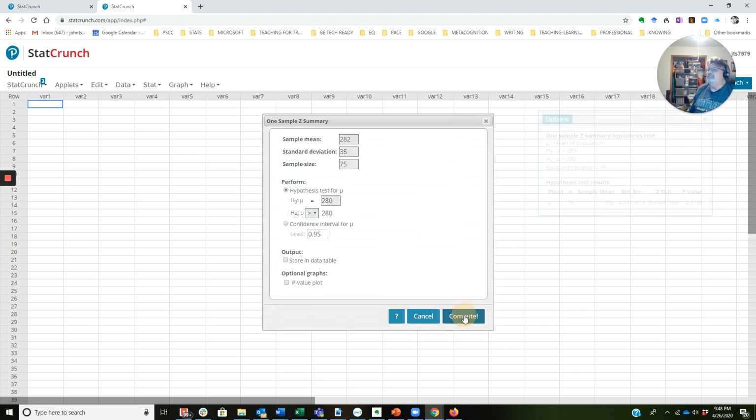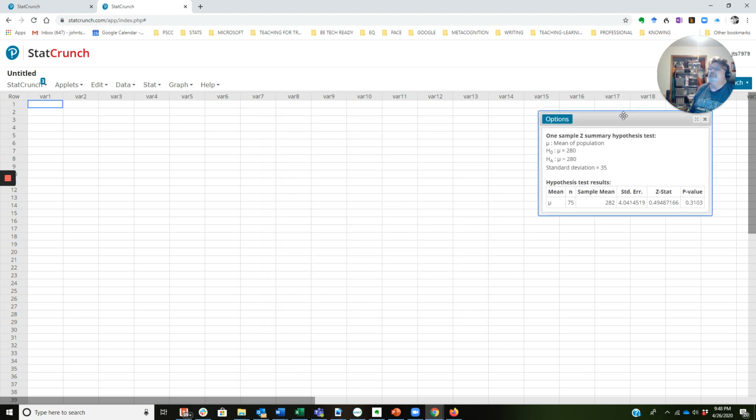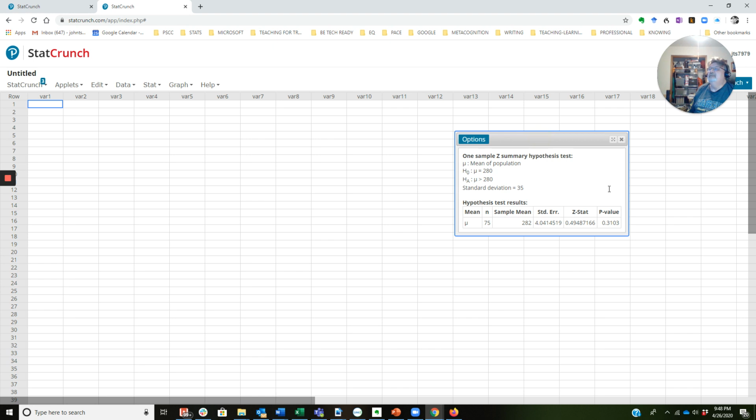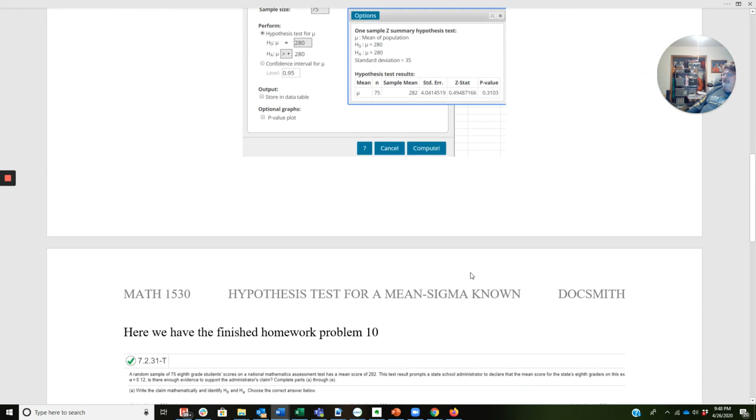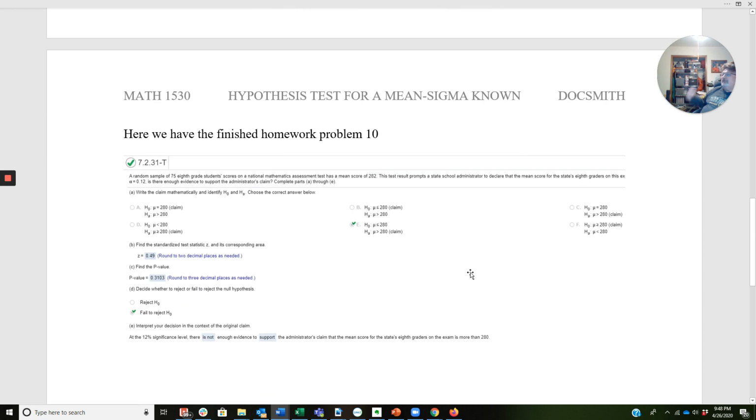I'm ready to click compute. And there you see the Z-stat 0.49, p-value 0.3103. It's enough to complete this question. So I'm going to move away from Statcrunch now. Let's go ahead and close this. And let's go down and look at how we've actually worked through the problem then.